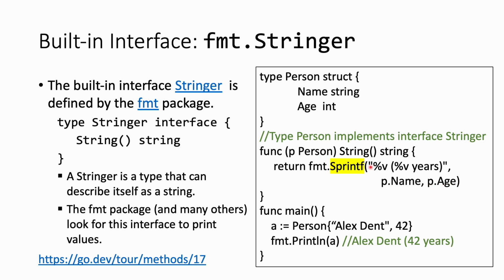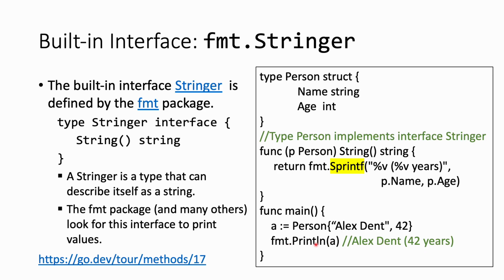In the format, start with the name followed by age, then years, enclosed in parentheses. In the main function, we declare a person value A with name equal Alex Dent and age equal 42. Then we print out the value of A using the println function.